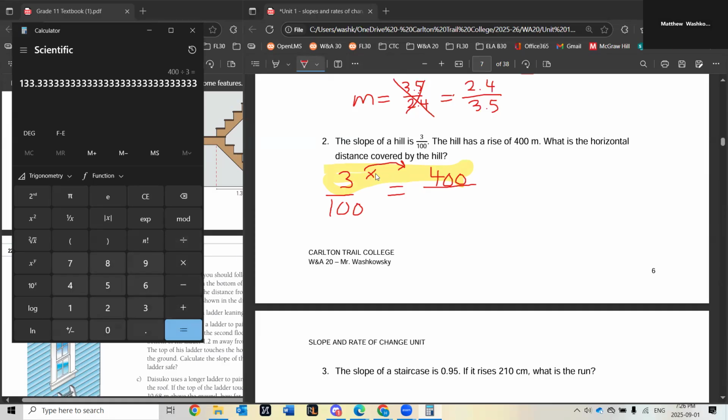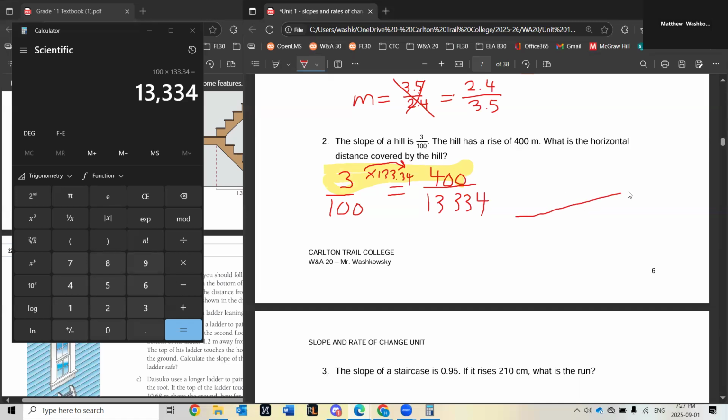400 divided by 3 gives me 133.33. I'm going to put 133.34. So 3 times 133.34 gives me 400. So 100 times 133.34 gives me 13,334 meters. Now you might be looking at this and thinking you've got it all wrong. But remember, our bottom numbers here, our denominators, are much larger than our numerators, our top numbers. The other thing to think about is real life. That's a slight incline, right? That's not a mountain. That's a slight incline.